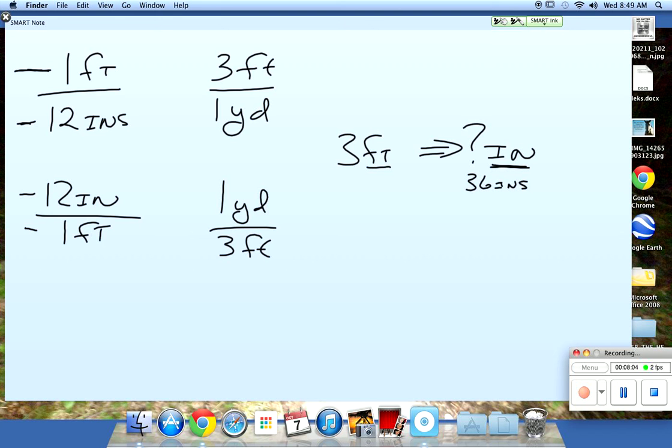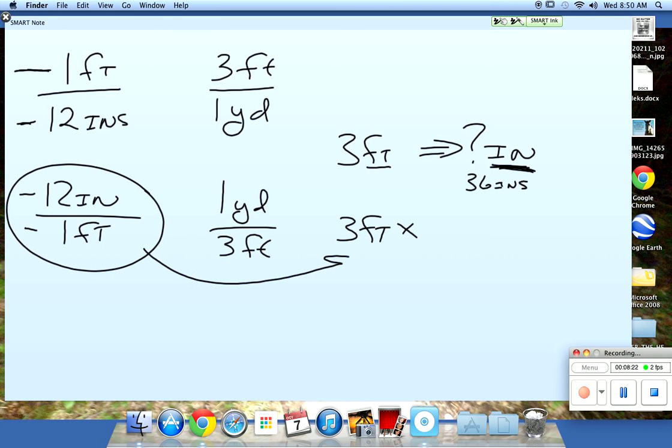I'm going to go 3 feet times, I'm going to multiply my conversion by this now. I've got 12 inches to 1 foot. Remember, inches is what we want to go to. So this is the one that we want to use for our conversion right here. So let's put 12 inches for every 1 foot.